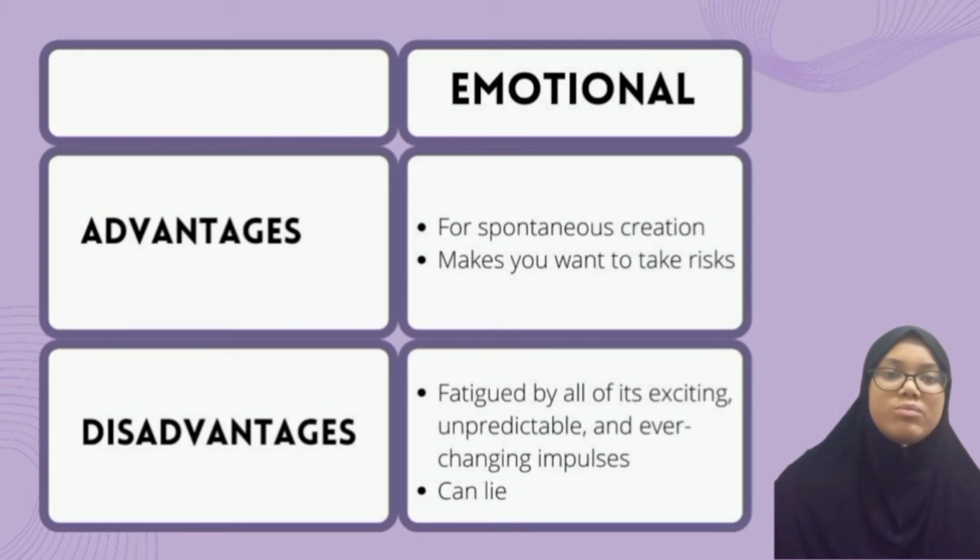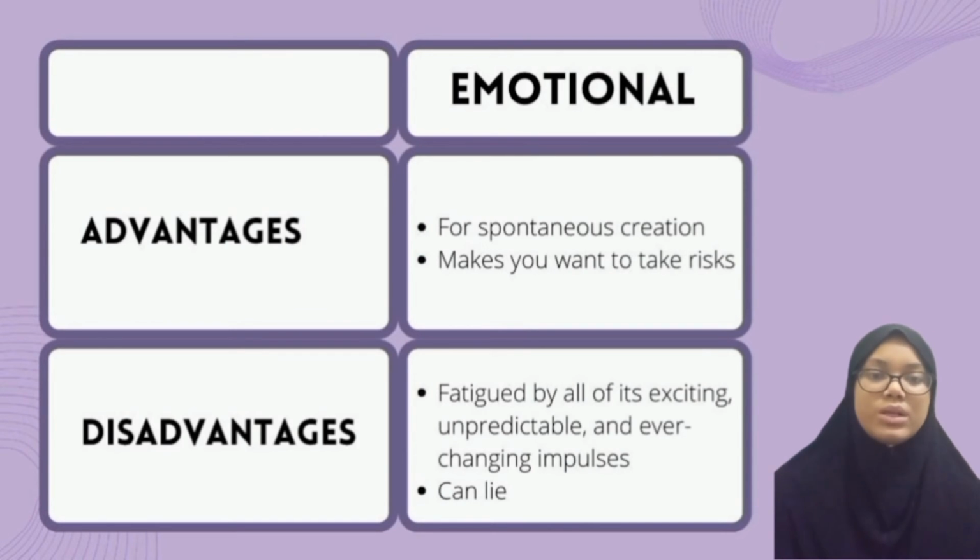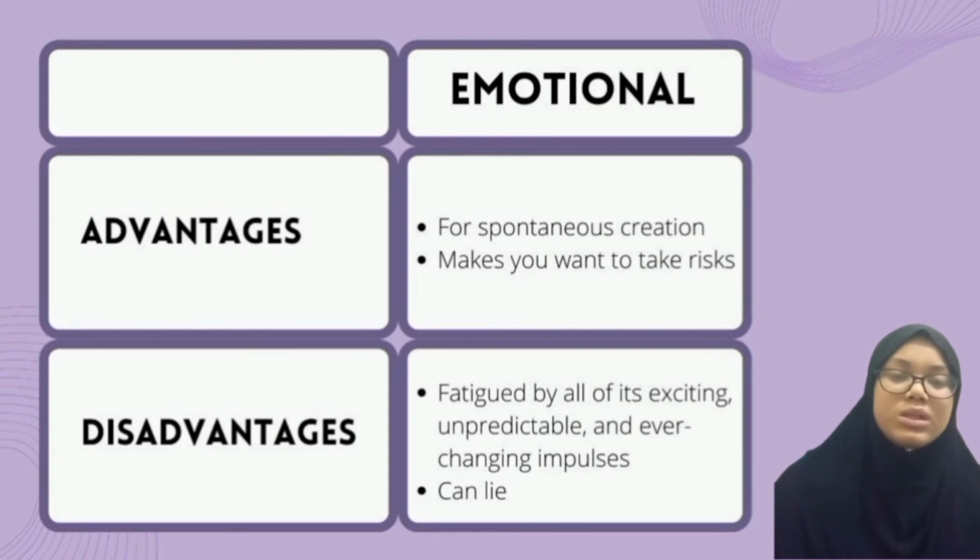If we simply had an emotional mind, we would be fatigued by all of its exciting, unpredictable, and ever-changing impulses. Others might be exhausted keeping up with us. It might lead us to take more chances than we should, or it can cause us to become so engrossed in our ideas that we lose sight of reality. It is difficult to live a stable existence with long-term relationships when we are all emotion and no reason. In addition, emotion can lie. Things that you feel may not actually be what is best for you.